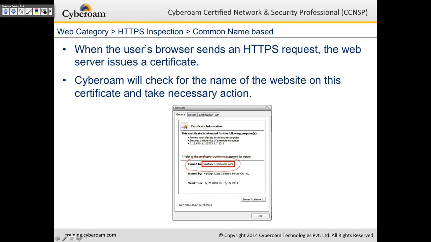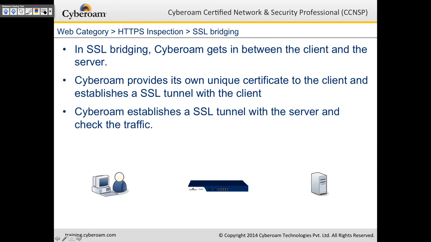So what Cyberoam does is check the name of the website on this certificate and take necessary action. If you can read customer.cyberoam.com, we understand, all right, you're going to customer.cyberoam.com. Whereas if it is start.something, we don't know where you're going, because it's actually YouTube, whereas it's being shown here in the common name as start.google.com. And that is why you need SSL bridging. This is the second method of HTTPS inspection.